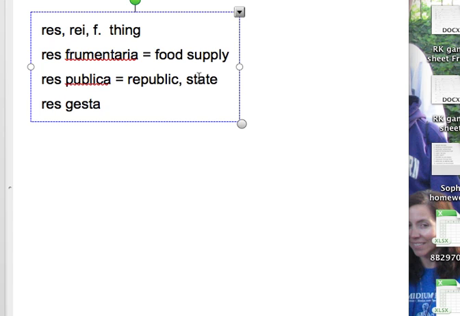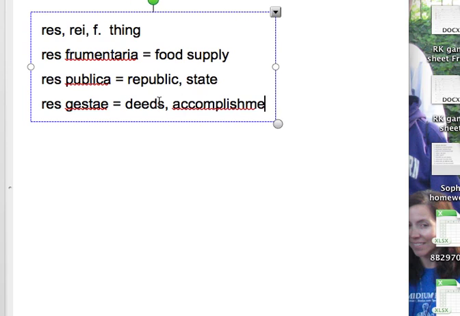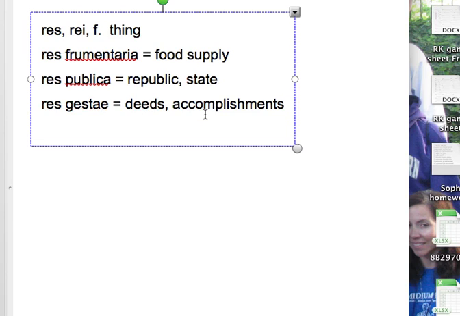Another very common one is res gestae. These are things having been done, from gero, gerere, gessi, gestus. Okay, things having been done are, what do you think, class? That's right. Deeds or accomplishments. Those are things having been done. Deeds or accomplishments. So you see how versatile this word res is. No surprise for a word that means thing.